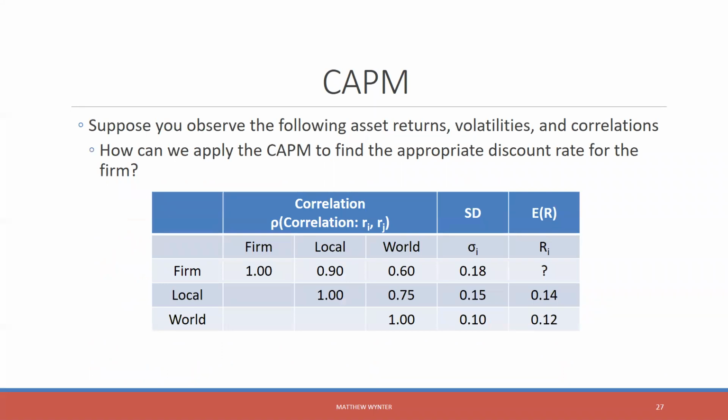Suppose you observe the following asset returns, volatilities, and correlations. How can we apply the CAPM to find the appropriate discount rate for the firm? So we're just going to pause here, and in part 2 of the video, we're going to go through solving and applying the CAPM, and then we're going to discuss how it can break down because investors are less internationally diversified than we would expect.